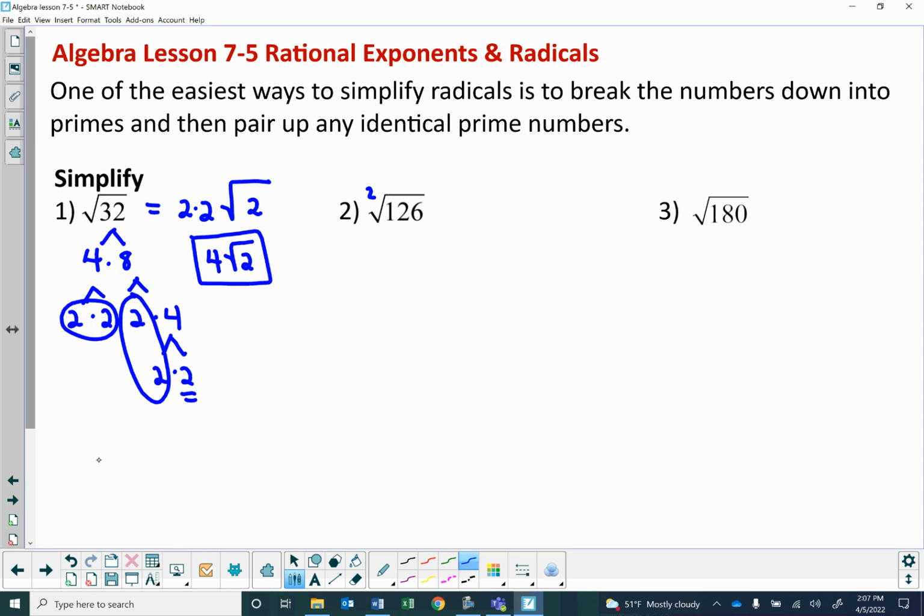which is exactly the same thing I would have gotten if I had recognized that the square root of 32 is equal to the square root of 16 times the square root of 2, because 16 times 2 is 32, and the square root of 16 is 4. 4 square roots of 2.